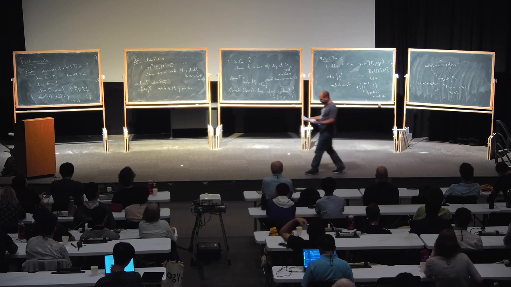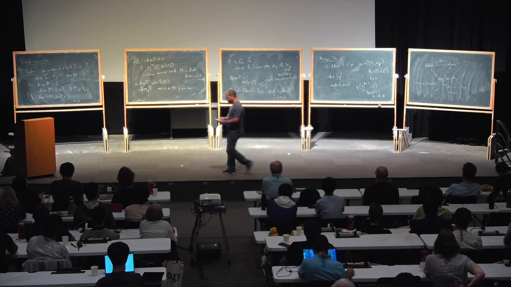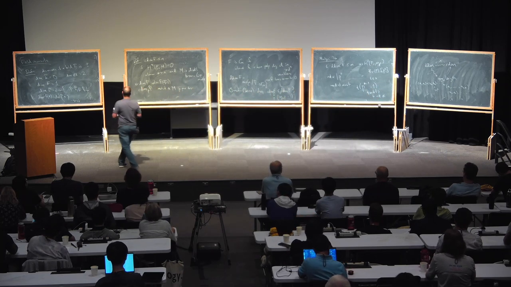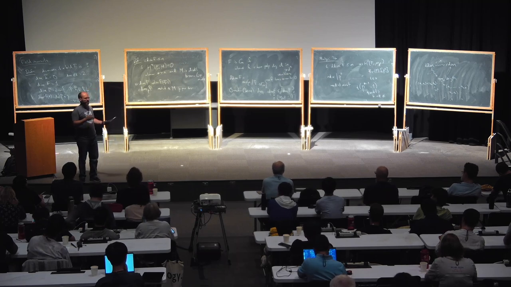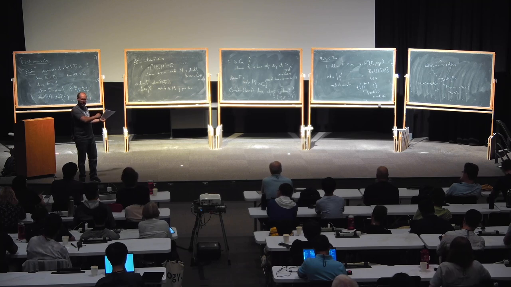I'm sure there's a better bound. But all I'm trying to do is communicate what these invariants are, what these measurements are that people are interested in, and a little bit about some of the connections between them.